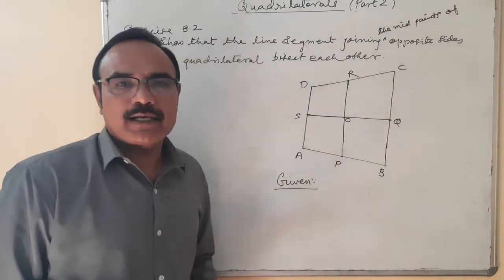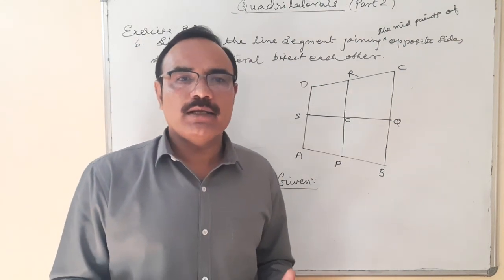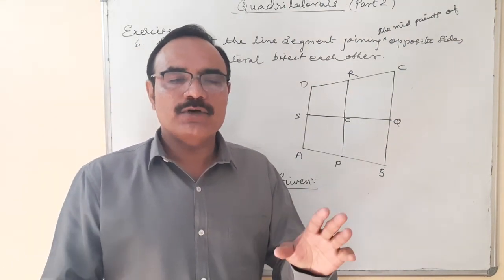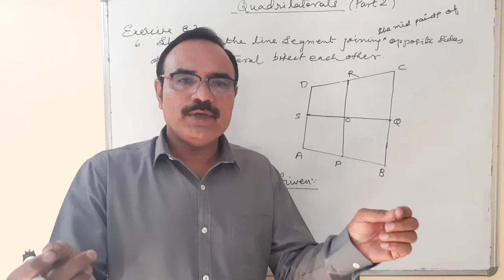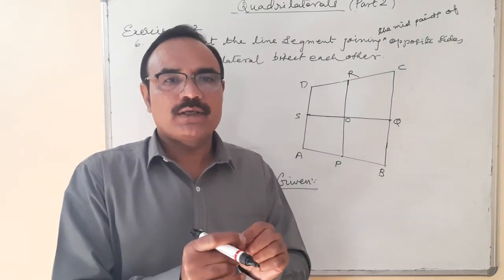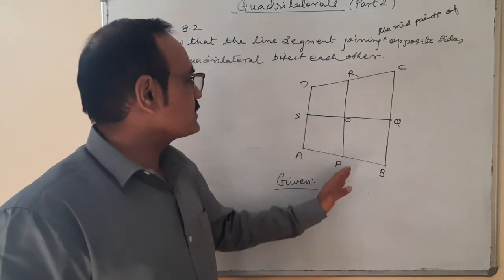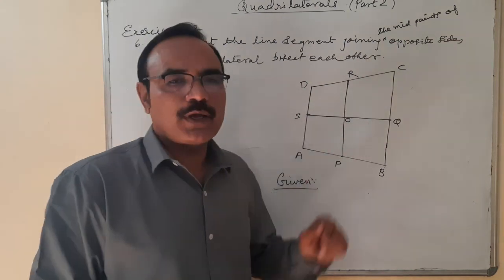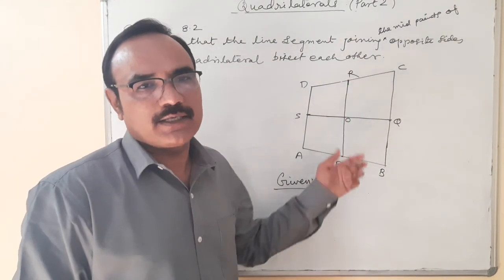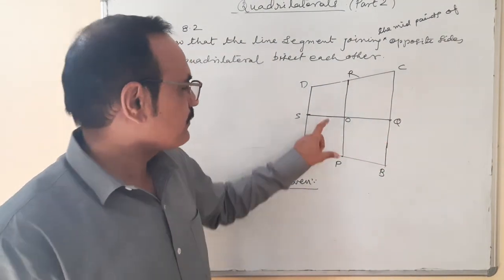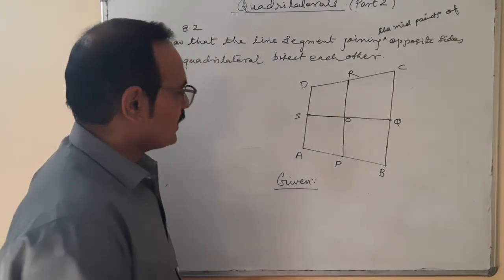The question is clear. There's a quadrilateral. In a quadrilateral, there are four sides, so four midpoints. When we join the midpoints of opposite sides, these are the segments we get: one is PR, second is SQ. We are proving that they bisect each other. They are going to divide in equal parts.